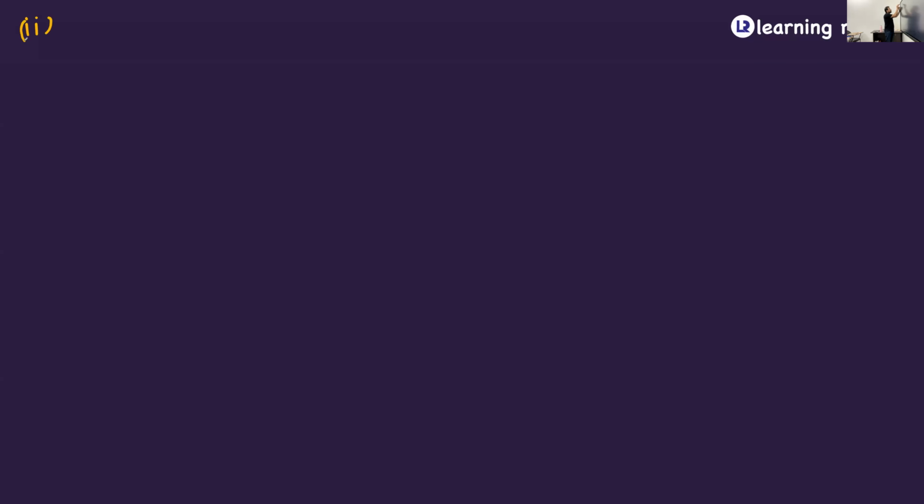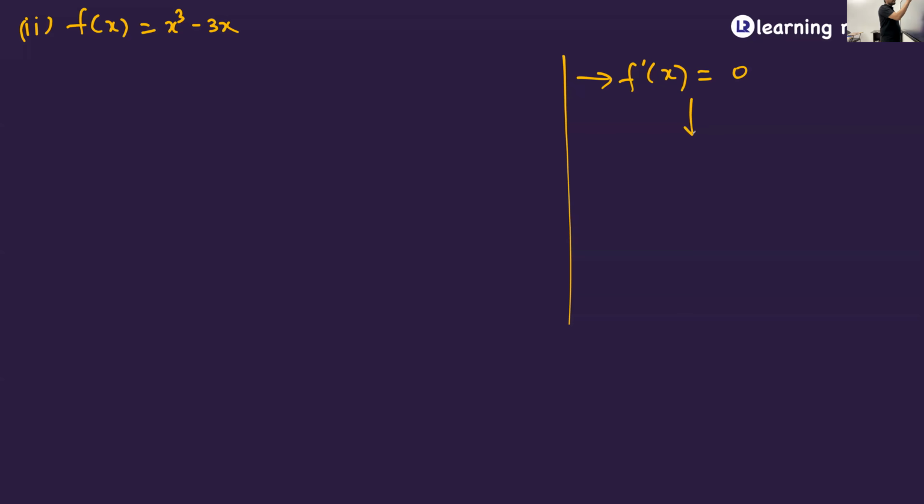See, f of x is equal to x cube minus 3x, right? The algorithm is very simple. How you are supposed to write in the exam is, don't change anything. First step, f dash of x. Then what will you do? Equate it to 0. By doing this, what are you going to get?